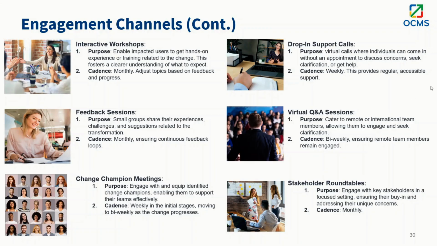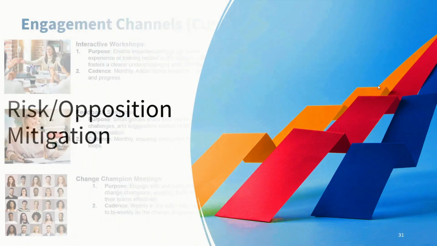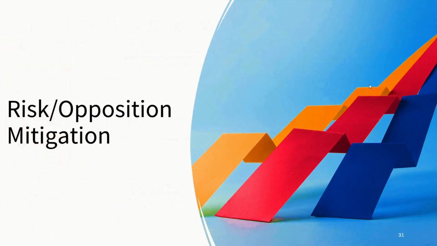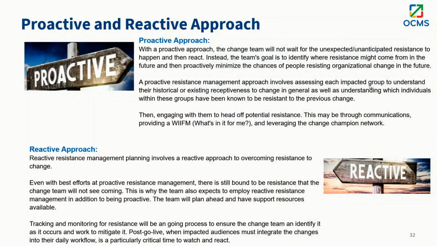Another strategy included here is how to mitigate resistance. You want to apply a proactive and a reactive approach. A proactive approach is identifying where resistance will come from and then developing the plans to ensure it doesn't come up. Reactive is when you identify resistance and then you have to mitigate that.